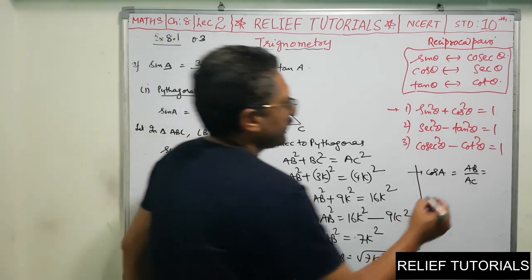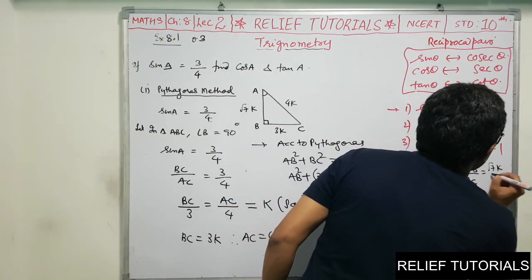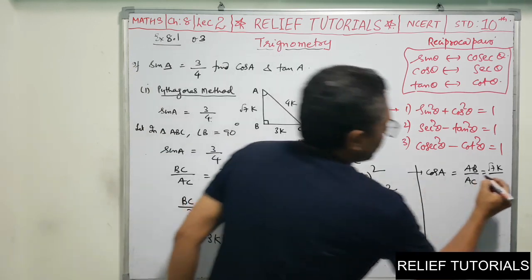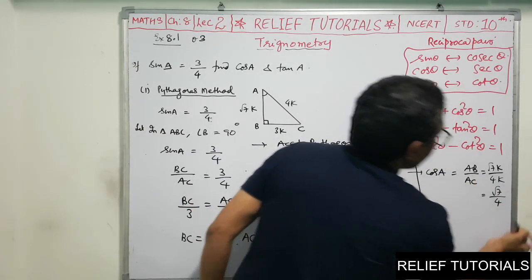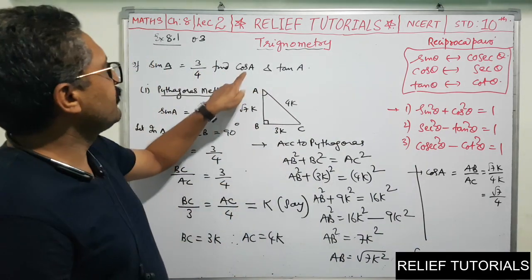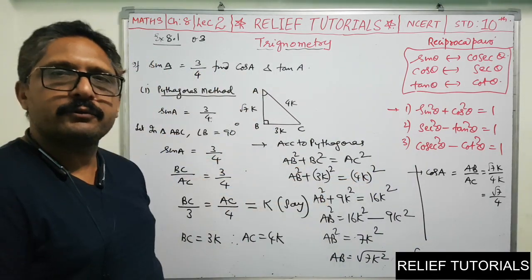AB is root 7K upon AC is 4K. K will get cancelled, so that is equal to root 7 upon 4. So we got the value of cos A, that is root 7 upon 4.